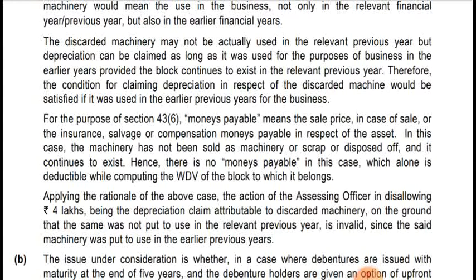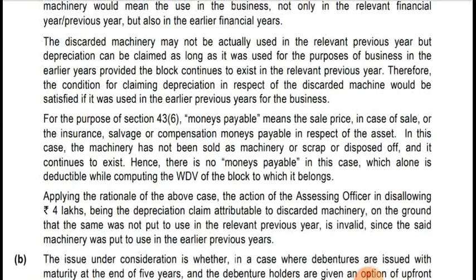Applying the rationale of the above case, the action of the assessing officer in disallowing 4 lakhs, being the depreciation claim attributed to discarded machinery on the ground that the same was not put to use in the relevant previous year, is invalid, since the said machinery was put to use in the earlier previous year. Okay, so he can claim the depreciation on 4 lakhs. Hope you have understood.